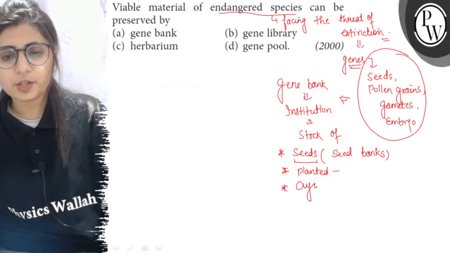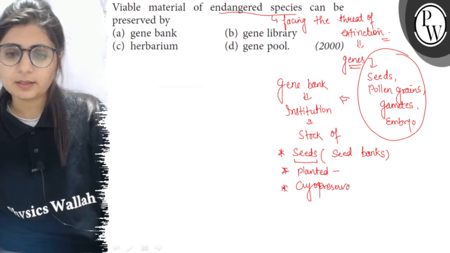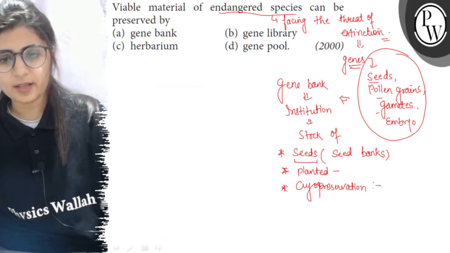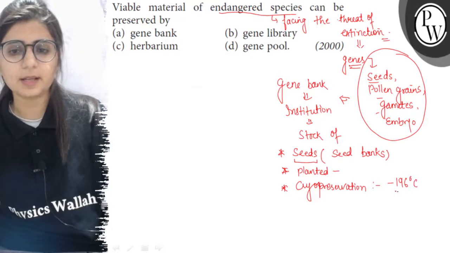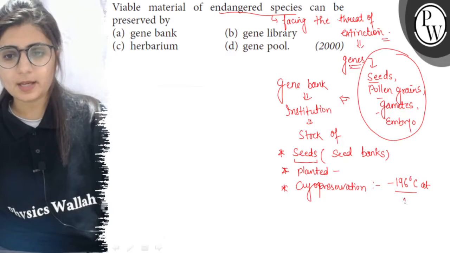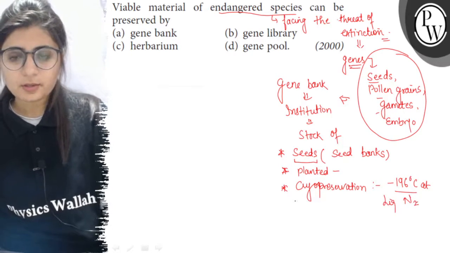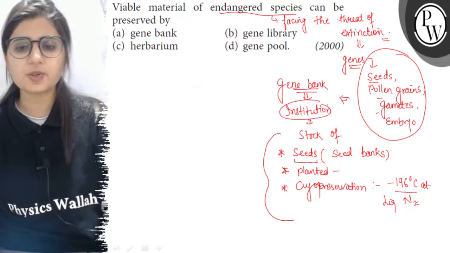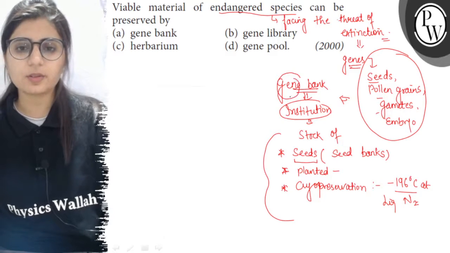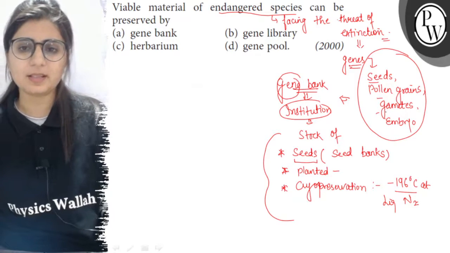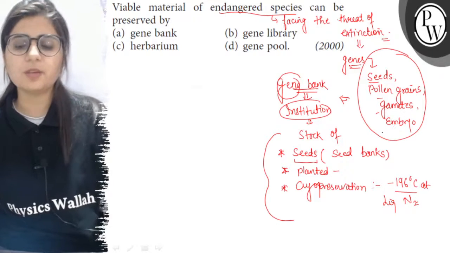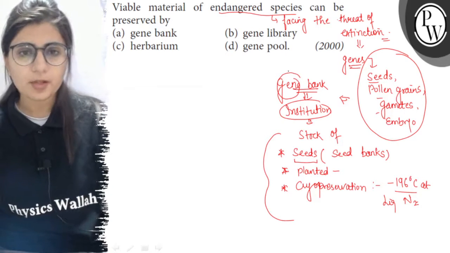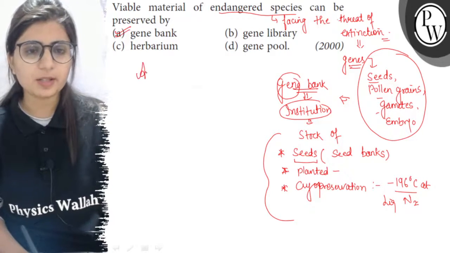Then cryopreservation. In this we preserve the viable material such as pollen grains, gametes, etc. at ultra low temperature, which is minus 196 degrees Celsius in liquid nitrogen. So these are the different techniques, and these all are the parts of gene bank, which is an institution that stores the genes in form of the viable materials like seed, pollen grains, gametes, embryo, which can be used in future for generating the new organism. So the right answer of this question is option A.